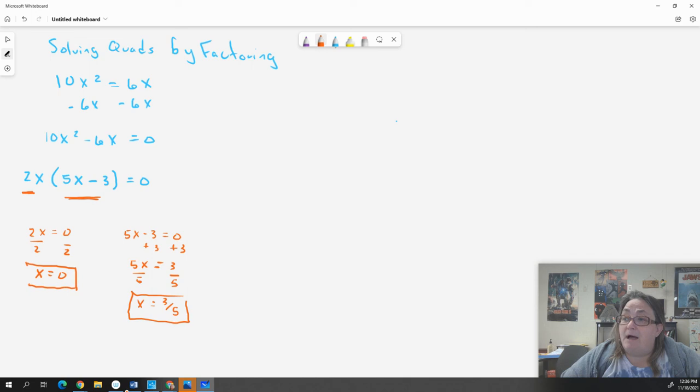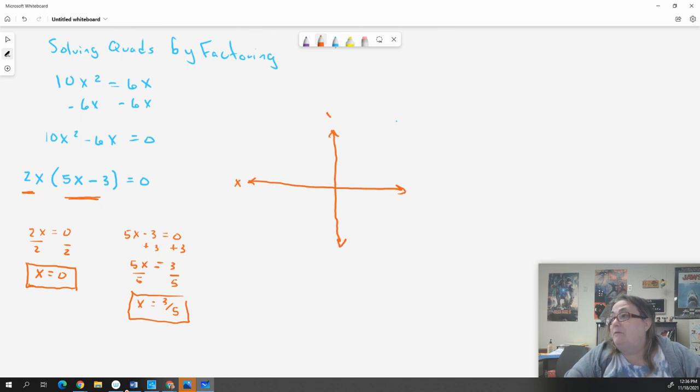And if you think about it, it makes a lot of sense. If you remember before when we were doing solving quadratics by graphing, what we talked about is when we had the graph of a quadratic, the solutions were wherever the graph crossed the x-axis, right? So right here, whatever that point is, and right here, whatever that point is, are my solutions, right?